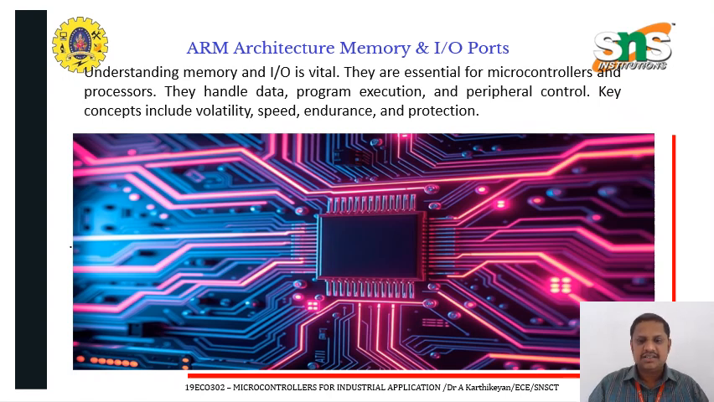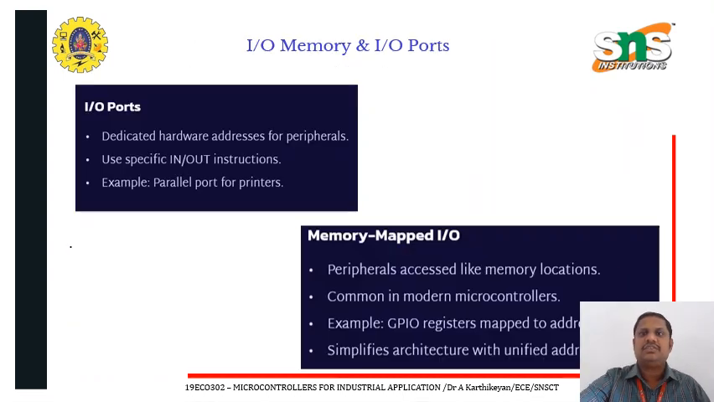So imagine this is the ARM architecture and how the connectivity is processed. We can execute at speed and interconnect other peripherals and components. The IO port for memory devices is mainly dedicated to the hardware addresses of peripherals, and it mainly uses input and output instruction sets. An example is the parallel port of a printer. We can connect a printer in parallel, and when we give a print command from our system, the printout automatically comes from the printer. That is a main example of an IO port.